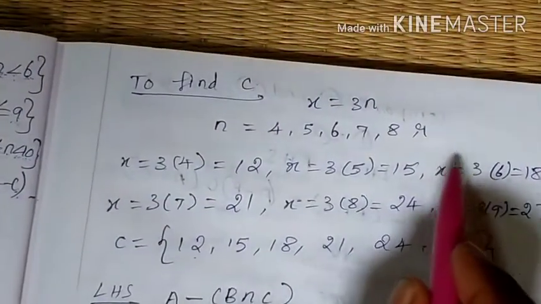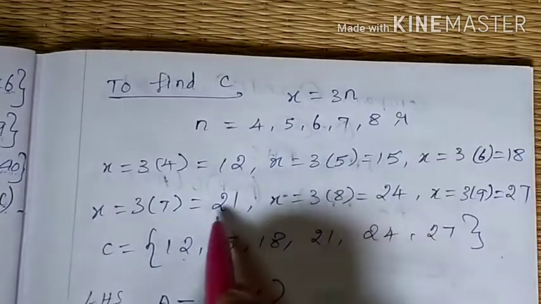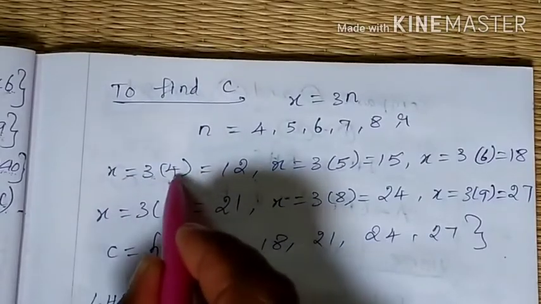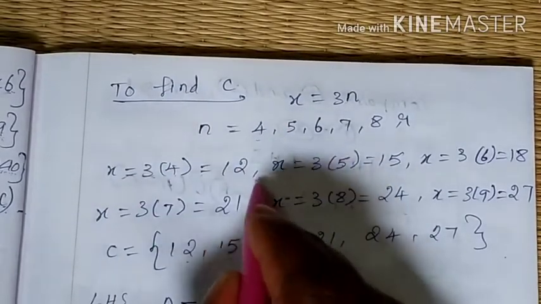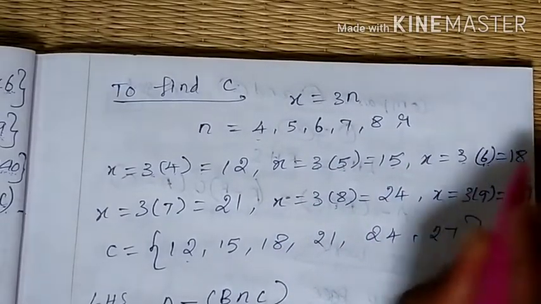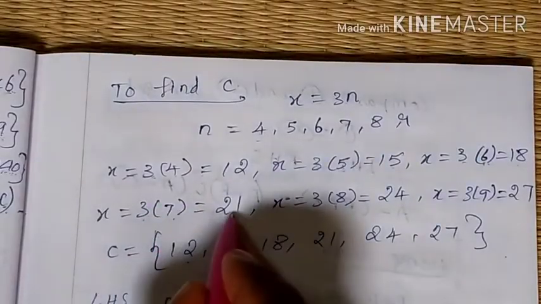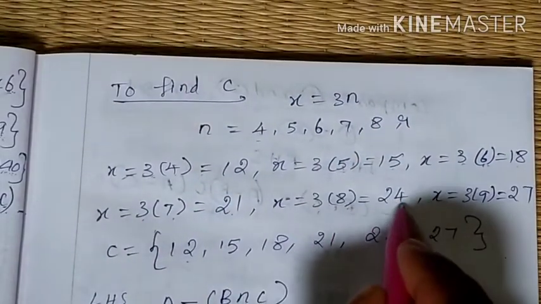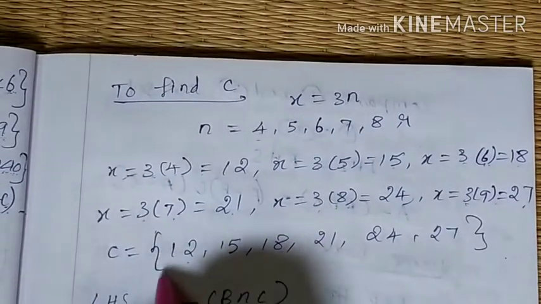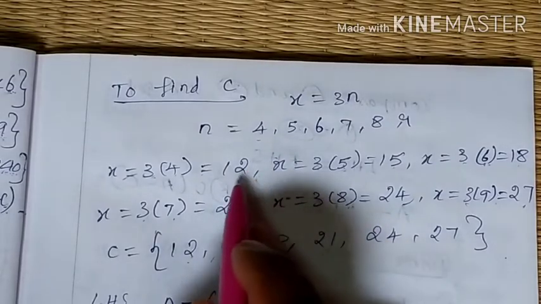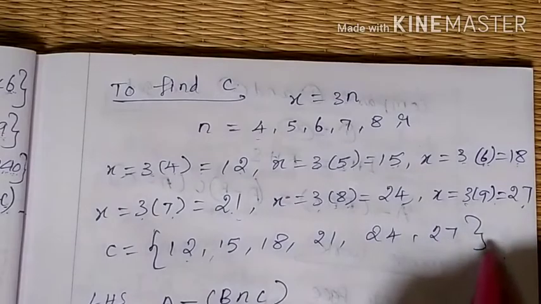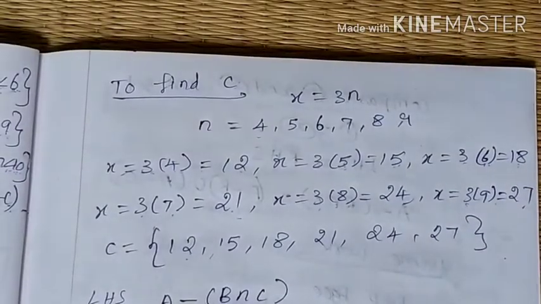Okay, so up to 9 you take. Substituting one by one in the general term, x is equal to 3n, replacing n by 4, 3 4s are 12, and 5 means 3 5s are 15, then 6, 3 6s are 18, 7, 3 7s are 21, and 8, 3 8s are 24, and 9, 3 9s are 27. Then C is equal to the set of all the results 12, 15, 18, 21, 24, 27. That's all. Now we get the A, B, C values.